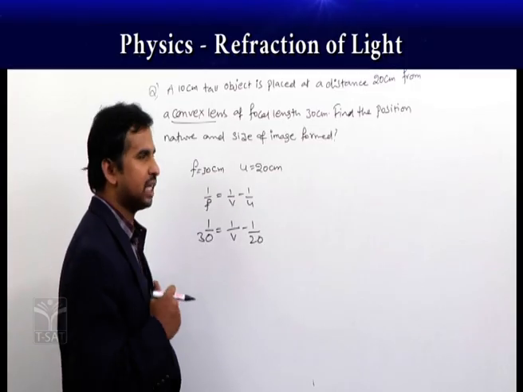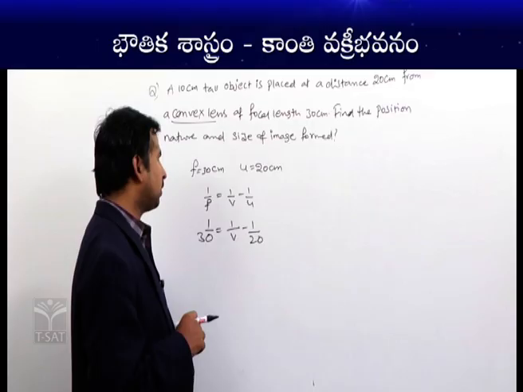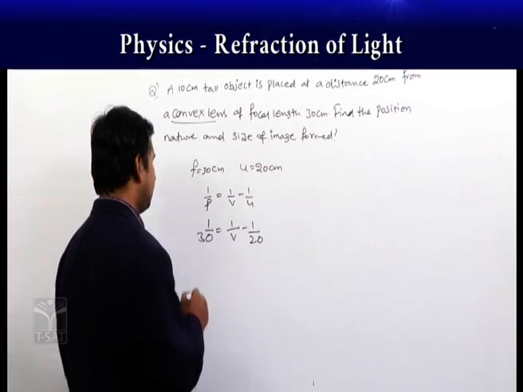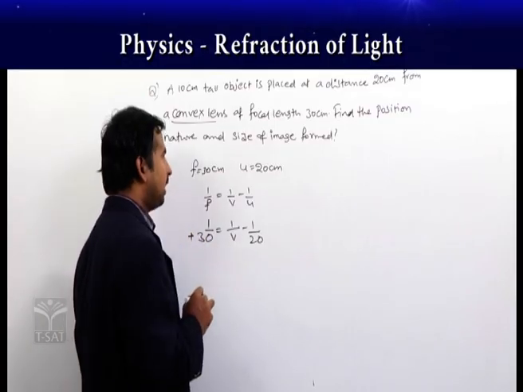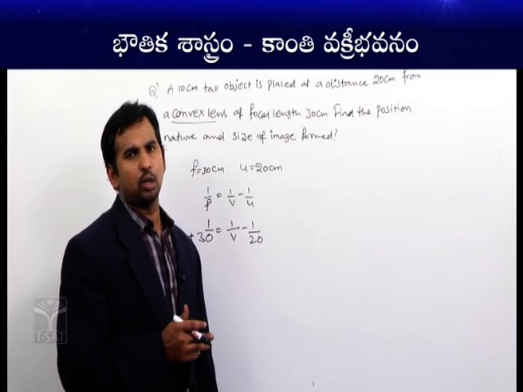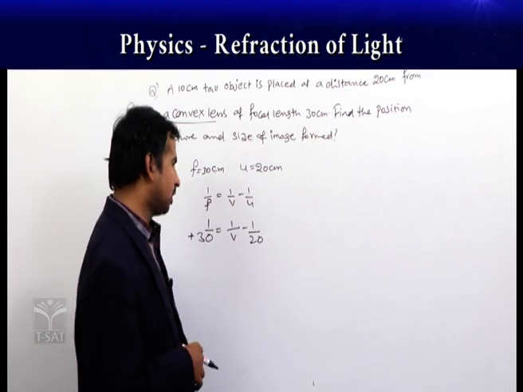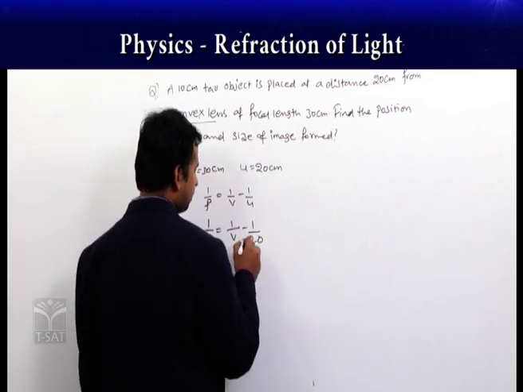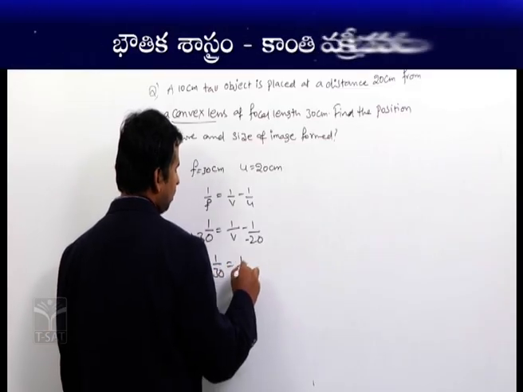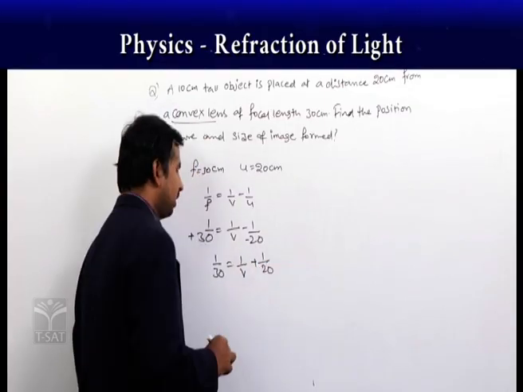Then we apply the sign convention according to the rules. The focal length value given is 30 centimeters, which for a convex lens is positive. Whereas in the case of the object distance, we are measuring it against the incident light ray direction, so the sign convention for object distance is minus. Then 1/30 = 1/v - (-1/20), which becomes plus 1/20.